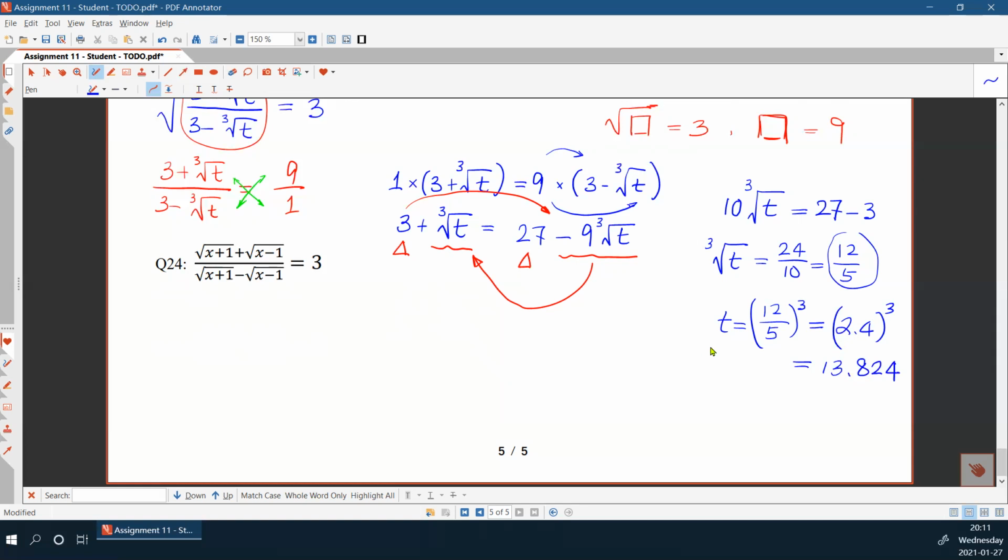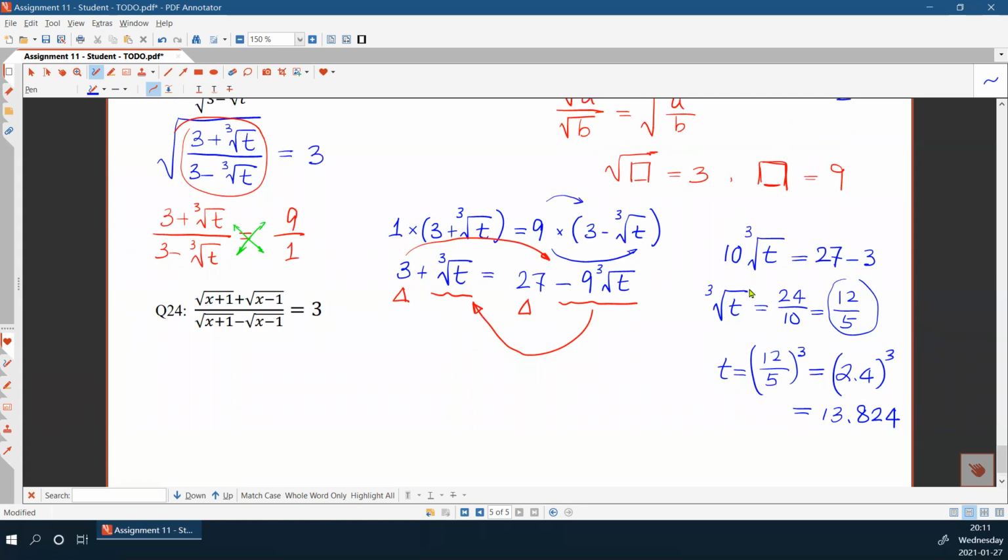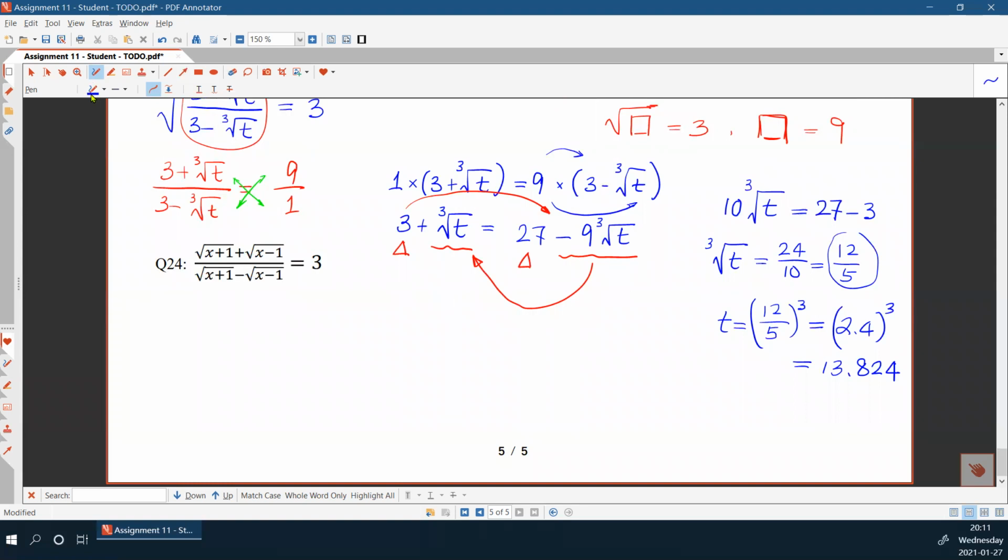Any questions? Okay, I'll draw a zone for the very last question here. Let's draw a segment line here. No questions? Okay, let's see the next one.